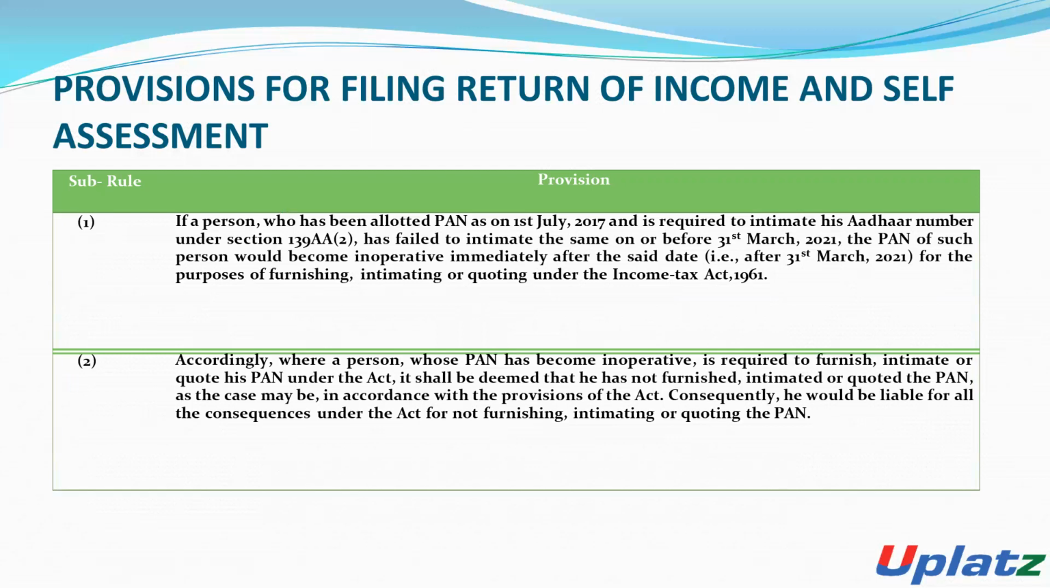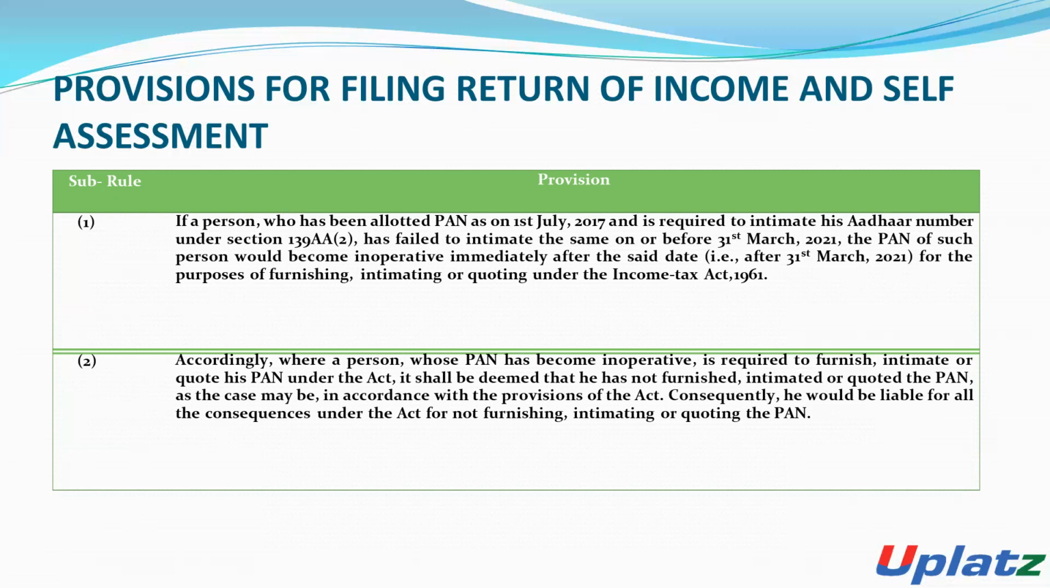Number 1: if a person has been allotted PAN as on 1st July 2017, and such person is required to intimate his Aadhaar number under section 139AA subsection 2, and fails to intimate the Aadhaar number on or before 31st March 2021, then the PAN of such person will become inoperative immediately after the said date.